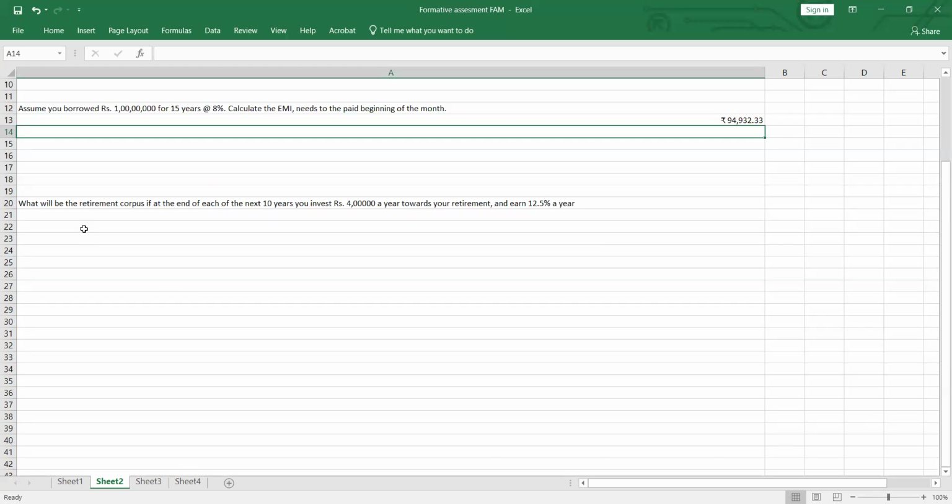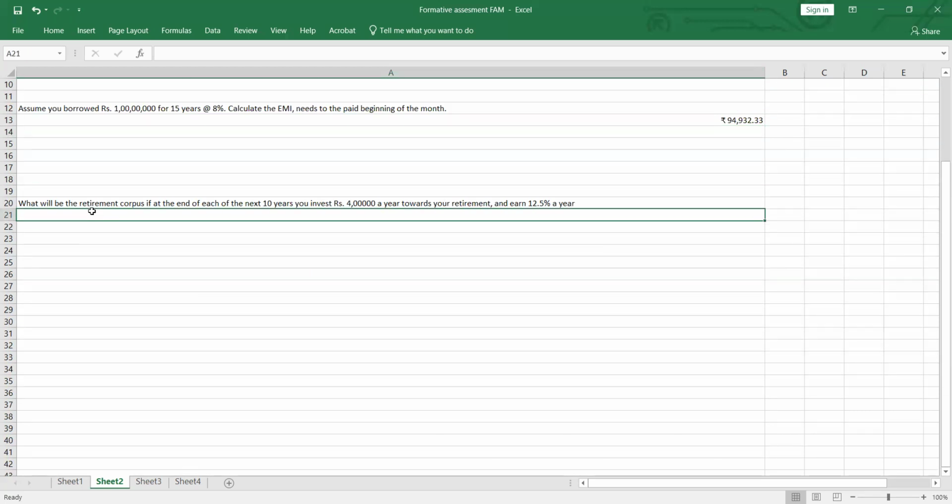Next we calculate the question: what will be the retirement corpus at the end of each month of 10 years? You invest 4 lakh a year towards your retirement and earn 12.5%. For the future value of an annuity, we use the future value formula. Our retirement corpus is 4 lakh per year. What is my future value in the next 10 years?